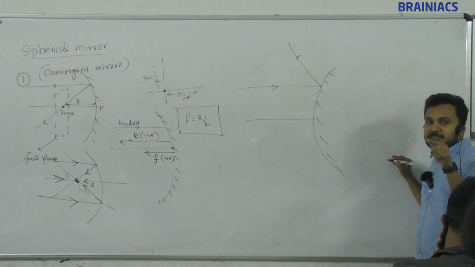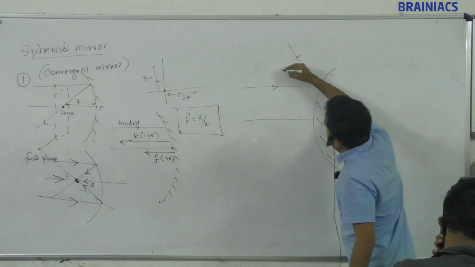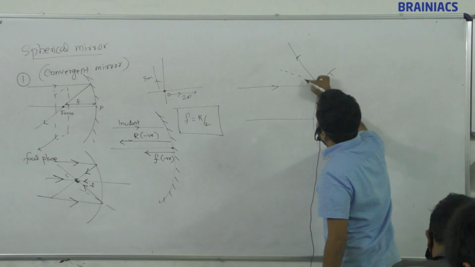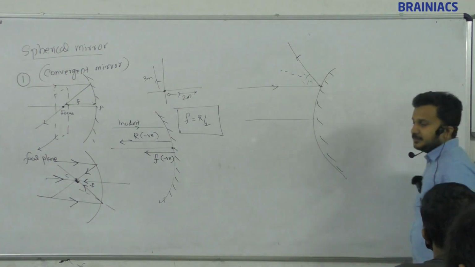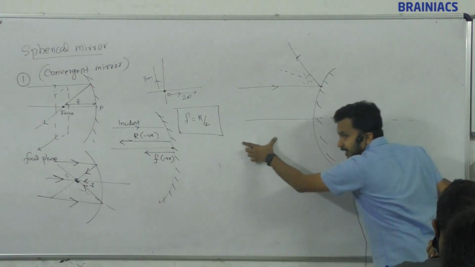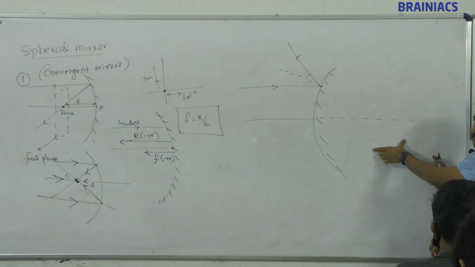Angle of incidence is equal to angle of reflection. I am drawing a normal. This is my normal. So angle of incidence and angle of reflection are all the same. I am extending the principal ray. This is a real plane, this is a virtual plane. This is not in reality.